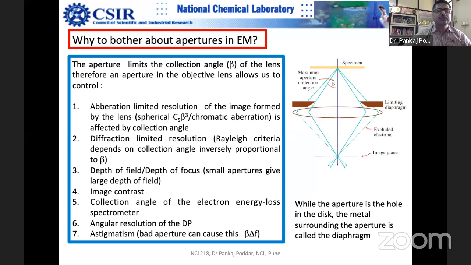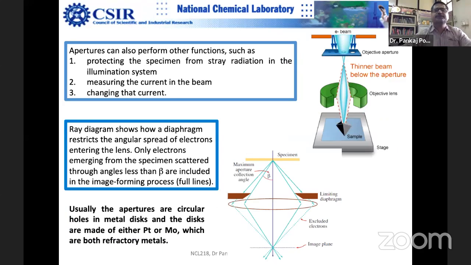And why is it non-zero? One of the reasons is that you take care of the aberrations. So it acts like a counter dose to the aberration. The aperture can also perform some other functions, such as protecting the specimen from stray radiation in the illumination chamber.